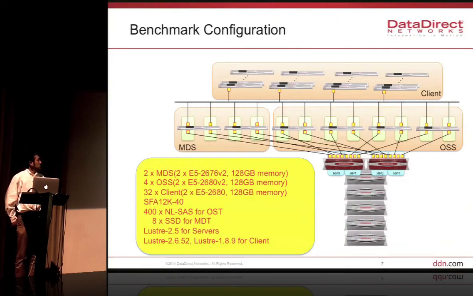This is the benchmark configuration. We had 4 OSS connected to a DDN SFA 12K40, with 400 nearline SAS drives for the OSTs. We also set up 2 MDS connected to the SFA 12K40, and populated 8 SSDs for the MDT. In total we have 32 clients connected to the servers over InfiniBand.